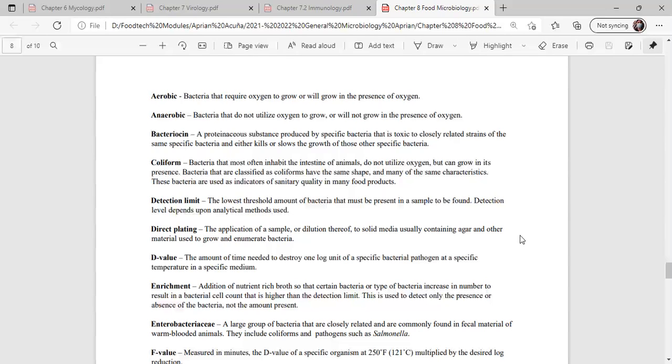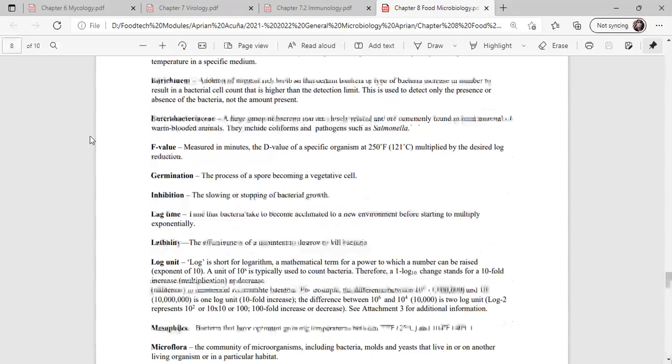Then you have your D value. It is the amount of time needed to destroy one log unit of a specific bacterial pathogen at a specific temperature kag specific nga medium. You have enrichment. It is the additional nutrient-rich broth para sa bacterial growth so that a certain bacteria or type of bacteria increases in number to result in a bacterial cell count that is higher than the detection limit. This is used to detect only the presence or absence ng mga bacteria, not the amount present.